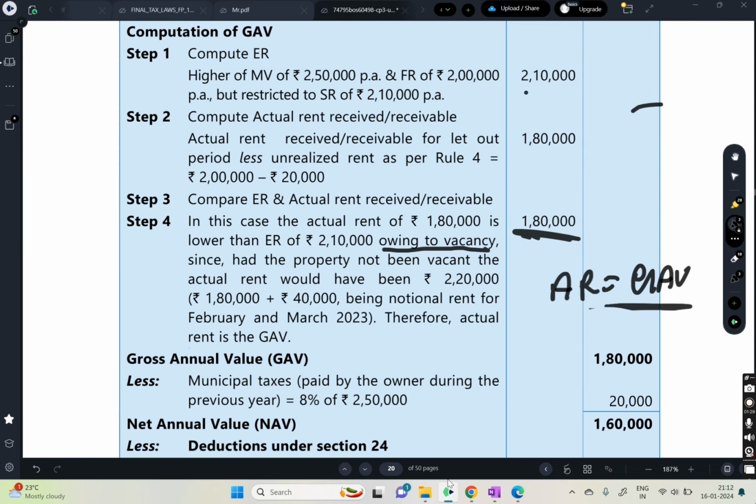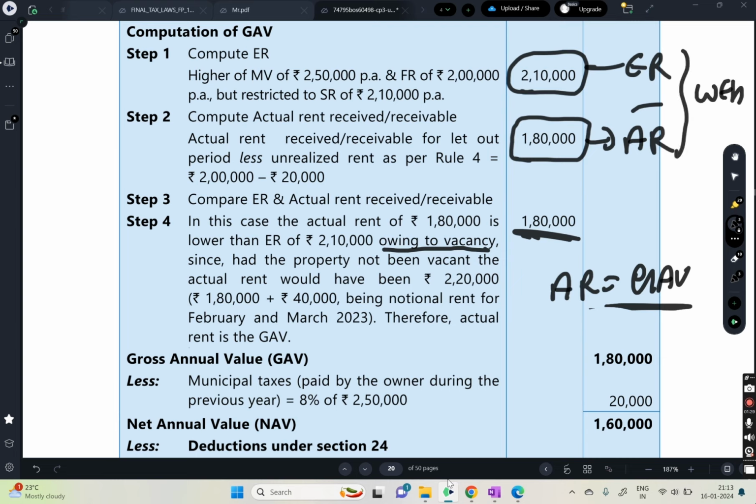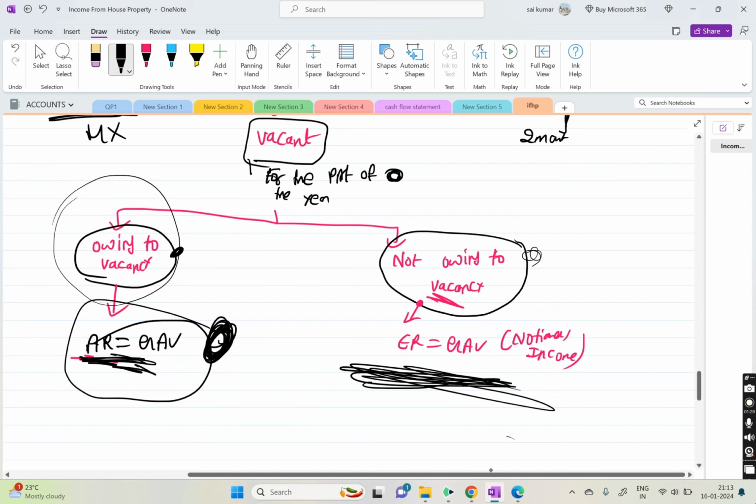See here, this is the expected rent. You understand how we did this, and how we got the actual rent of 1,80,000, right? Normally we will take whichever is higher, and 2,10,000 is higher, right? Then why am I taking 1,80,000 only? Why am I not taking 2,10,000? Did you get that doubt? Okay, what is the reason? I highlighted that, that's what we discussed.